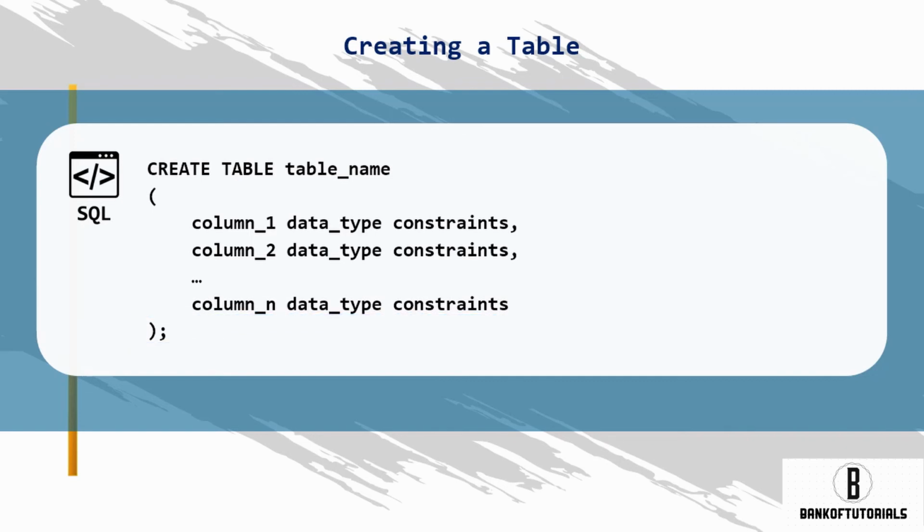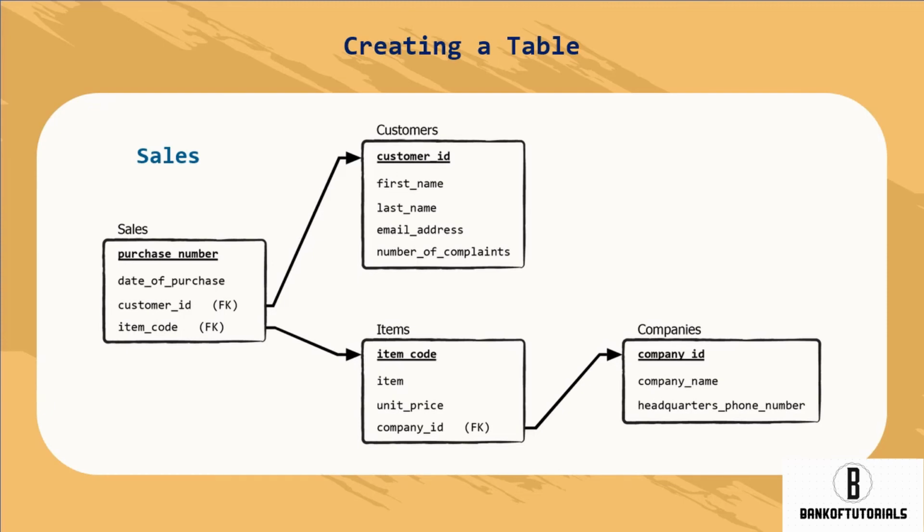Fantastic! Let's clarify this concept through an example in our sales database. Let's look at the relational schema and focus on the sales table. We will need to set up 4 fields, right? A purchase number, a date of the purchase, a customer ID, and an item's code. Cool. Let's begin.